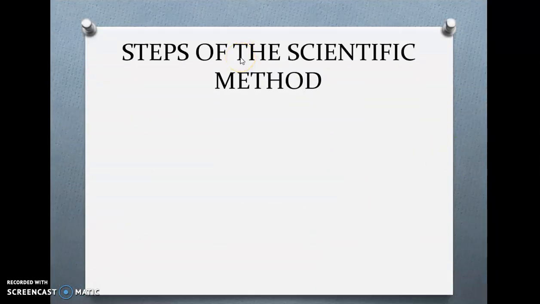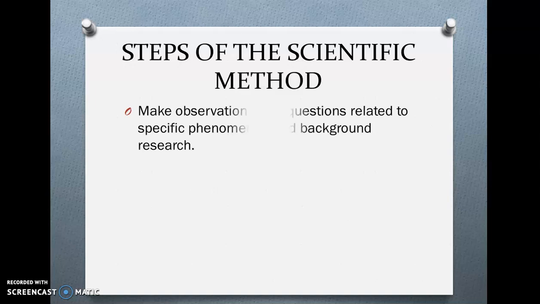Steps of the scientific method. Okay, what do you think is the first one? I suppose that you have to ask some questions or just wonder what is happening or what you want to talk about. So the first one is going to be make observations. What happens when you make observations? It's simple. You are going to ask questions related to the specific phenomenon. Okay, right here we have the singular form and background research.